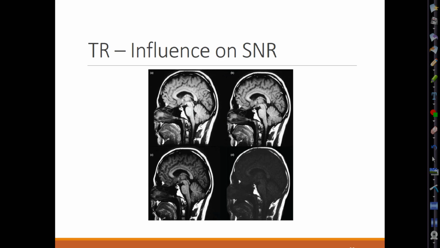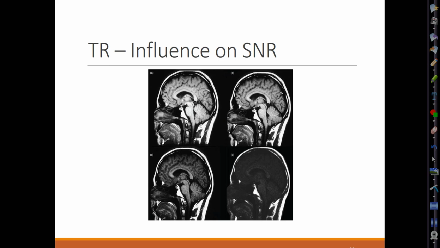What is our lowest TR we should have for a T1 pulse sequence? It's a range. 200 is at the very low end, but usually like 300 to 700. T2 is 2,000 to 7,000. Remember that? So really, D would be an undiagnostic image. So we don't want to have a TR of less than 300 milliseconds for a spin echo pulse sequence.